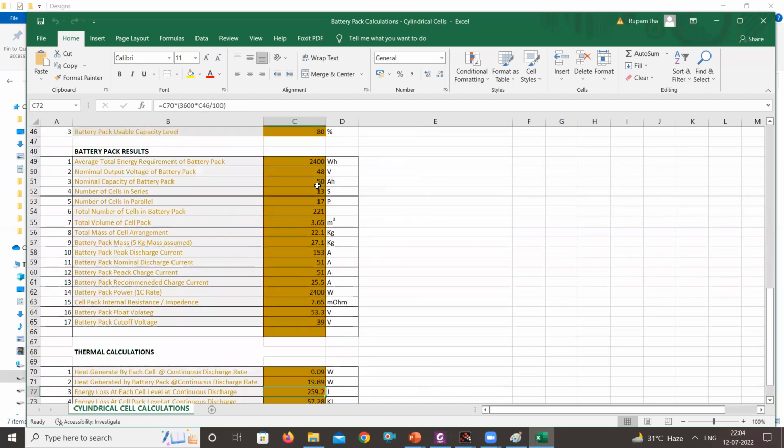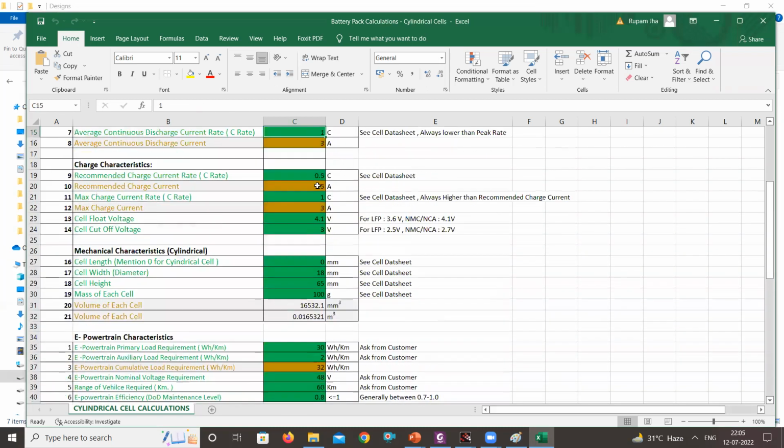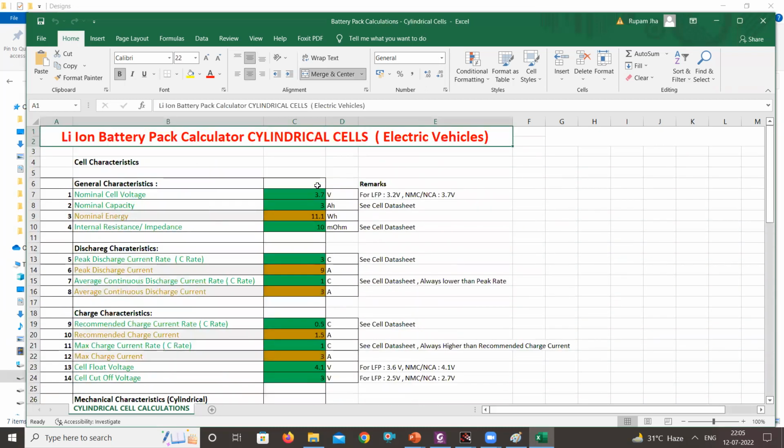So all these data we will calculate, and thereafter the thermal considerations are also there. How much heat this pack will be generating at a continuous discharge, how much energy loss from the pack will happen, and if you are not doing any kind of thermal management method, how much energy the pack will lose due to the heat. So this sheet will give you all these calculations. This is a ready reference sheet you can use for any quick calculations.